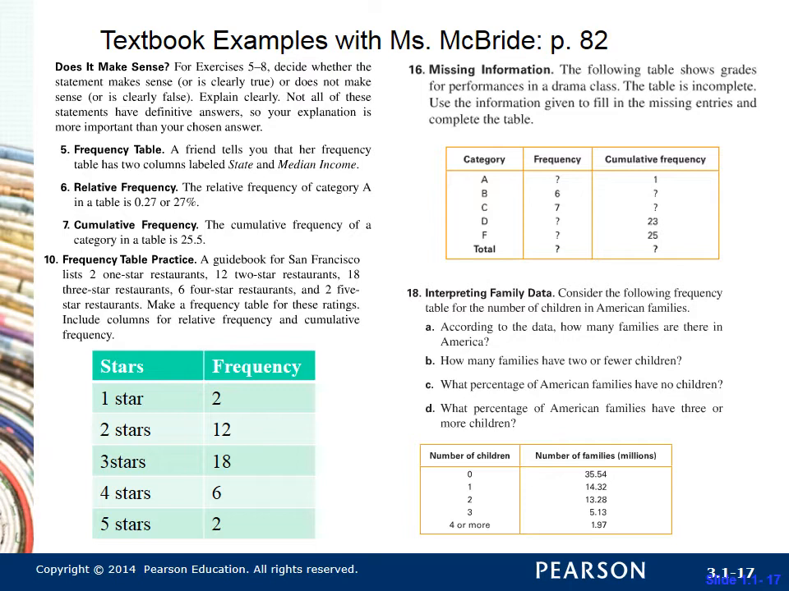So number 5 says you got a friend who tells you her frequency table has 2 columns labeled state and median income. Does that make sense? Well, no, because we know our frequency table has to have a category and then a frequency. She didn't say how many of either of the two. So a proper frequency table would be state and then the frequency of the state.